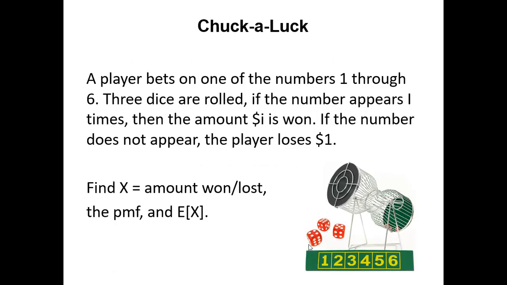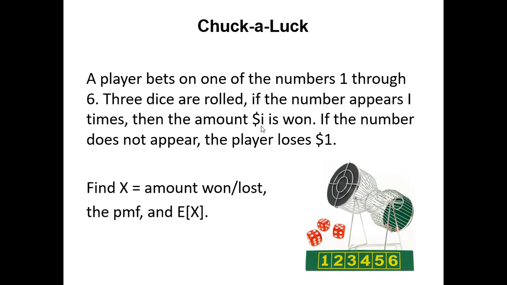Okay, so that's most of the material. I'm just going to finish this video with an interesting game where some of these probabilities can be applied. There's a famous game called Chuck-a-Luck, where a player bets on one of the numbers 1 through 6. These are based on numbers off a die. Then 3 dice are rolled. If the number appears 1 time, then the amount won is, let's say, $1. Now here, I've written this out where it says if the number appears I times, the amount won is $I.